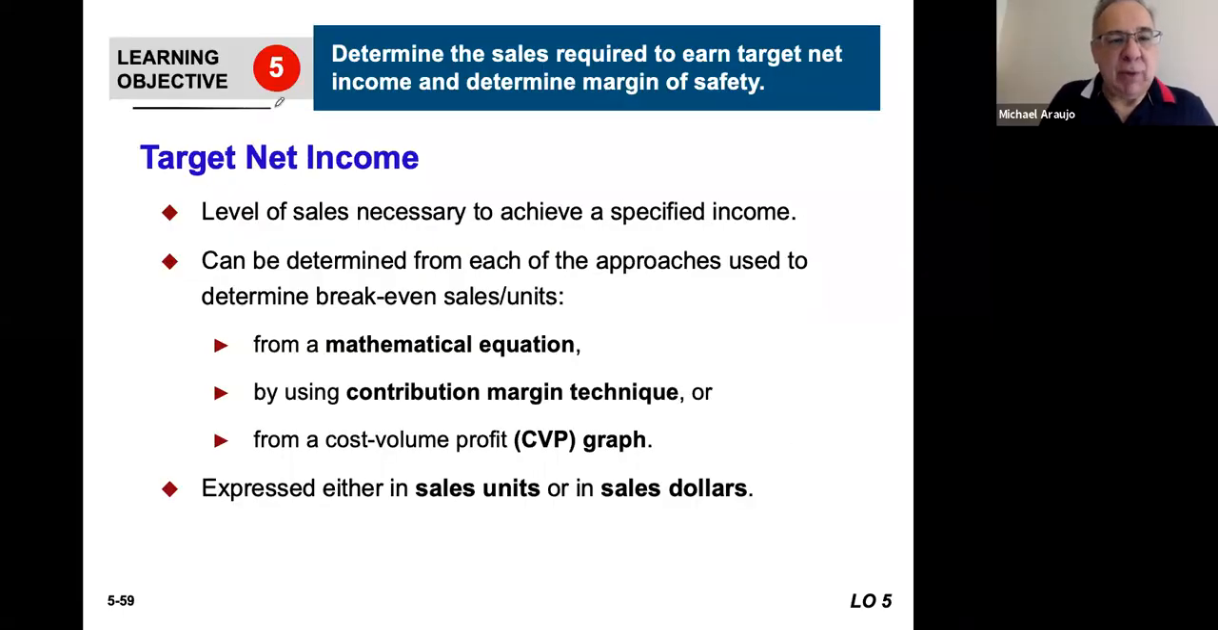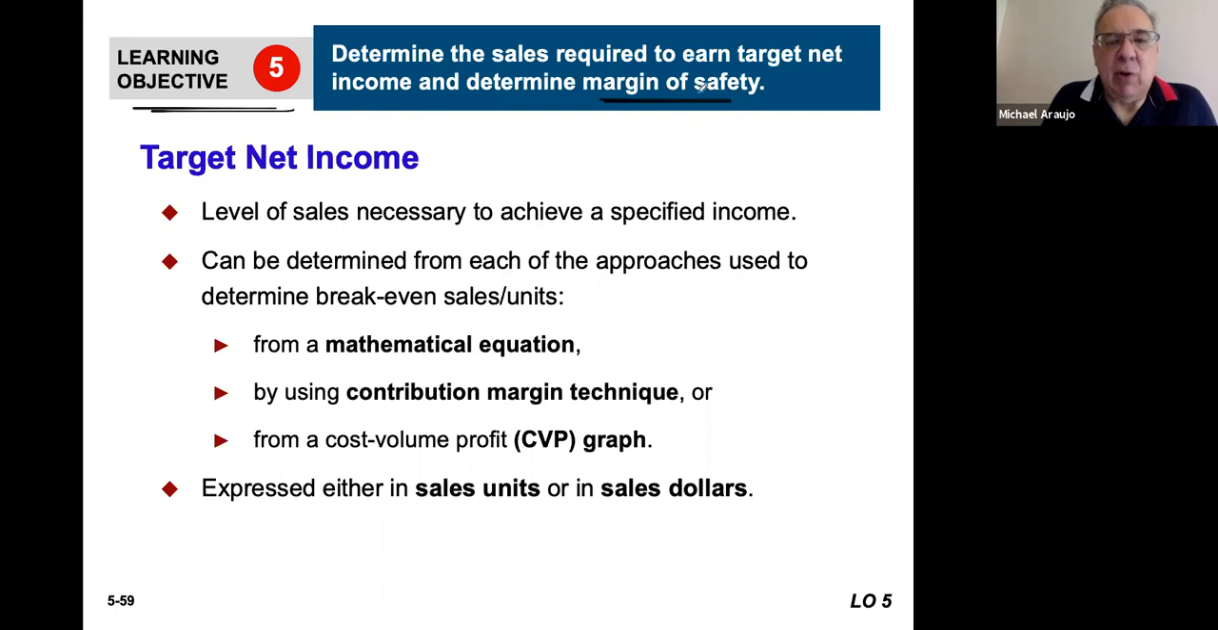All right, so welcome to Learning Objective 5. In Chapter 5, we're going to be ending our introduction to cost, volume, profit by looking at a couple of things. So this idea of a margin of safety is relatively important. So we're going to be looking at this.